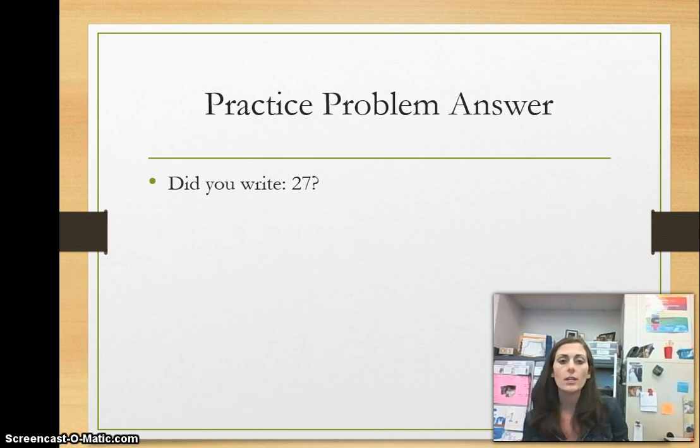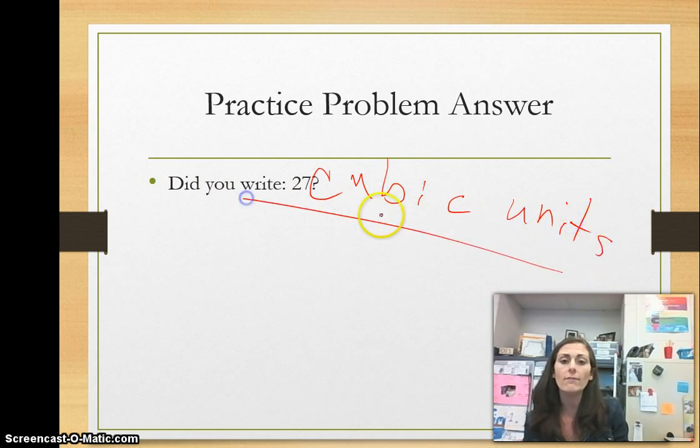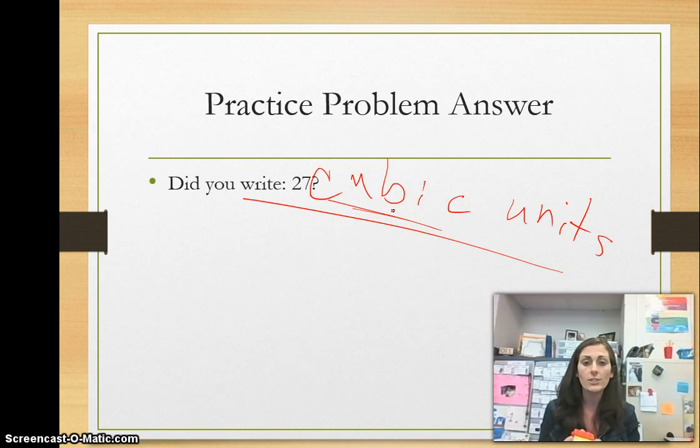So if you got 27 cubic units, remember you always want to have volume labeled cubic. You've gotten the right answer. Now, if you remember from the diagram, it was 3 by 3. So that means the bottom row had 9. And there were 3 layers. So 9 times 3 is 27, or you could have done 9 plus 9 plus 9. Either way, you get 27 cubic units.